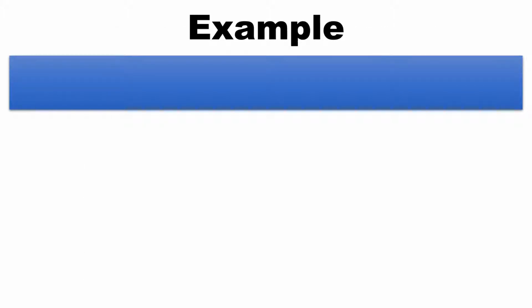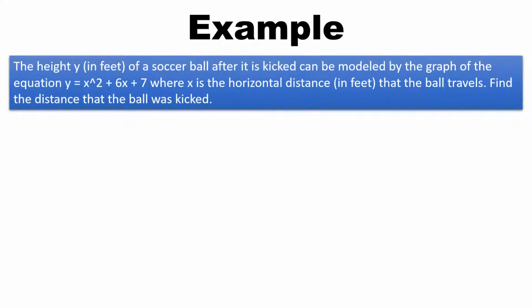An example can be: the height y in feet of a soccer ball after it is kicked can be modeled by the graph of the equation y equals x squared plus 7x plus 6, where x is the horizontal distance in feet that the ball travels. Find the distance that the ball was kicked. To do this, you write the equation, which is y equals x squared plus 7x plus 6.